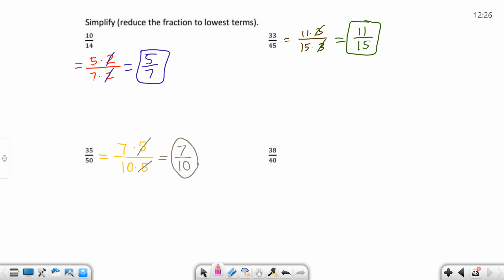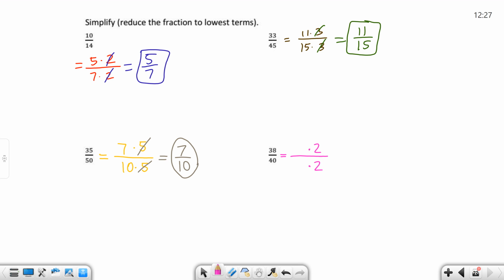And then 38 over 40. Anything go into both of those? Anything divide into both 38 and 40? And you go, man, I don't know. Look, they're both what? They're both even. What do we know divides into every even number on earth? 2. So we can do something times 2 on both of these.